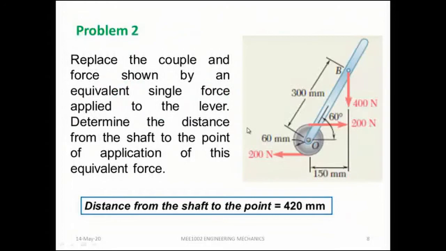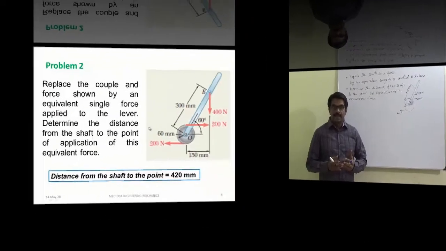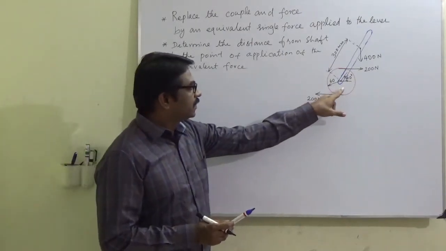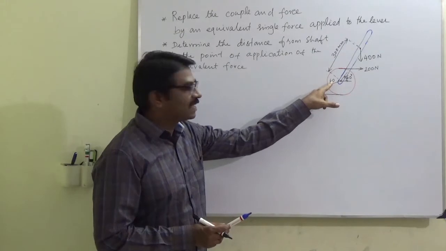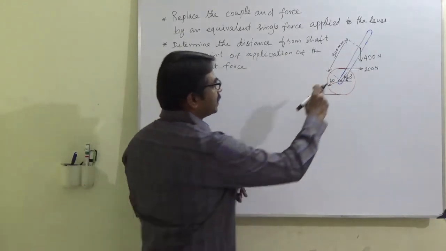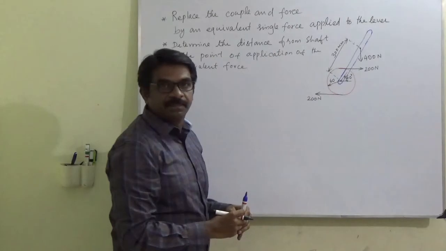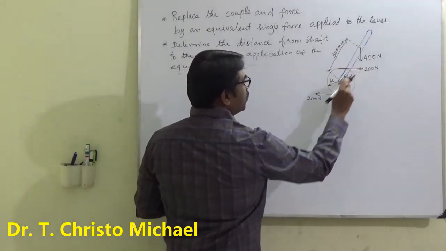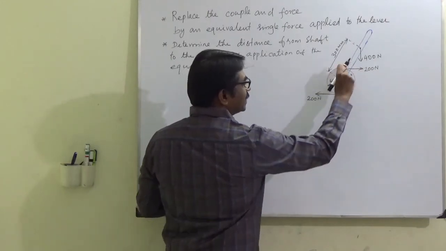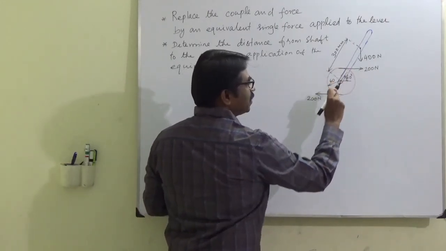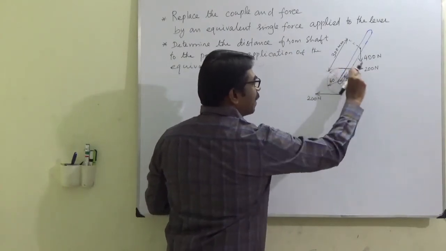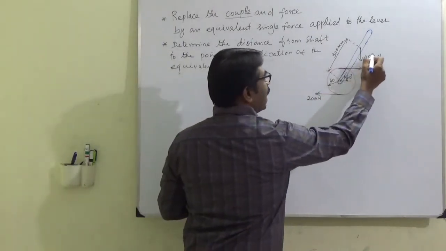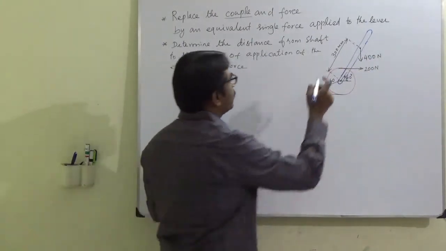Now let us solve this problem. Let us discuss this problem. A shaft with radius 60 mm and there is a lever on the shaft. Now a 200 Newton force, equal, opposite, parallel forces, this will form a couple. And then we have another force, 400 Newton.